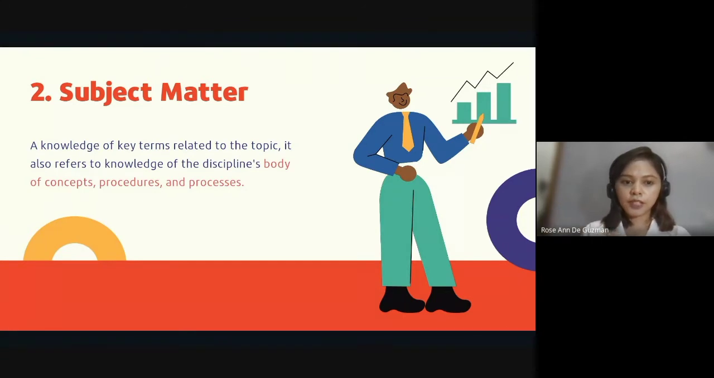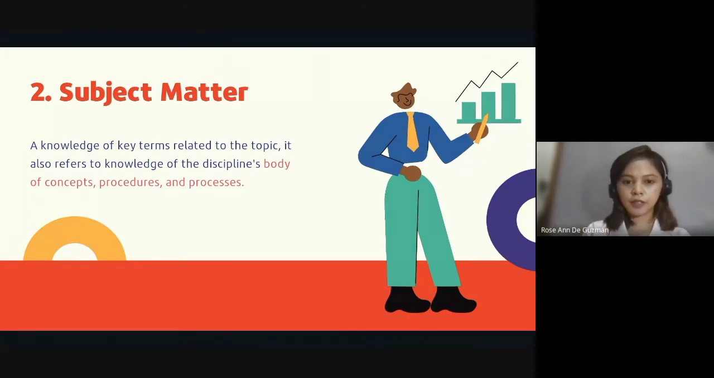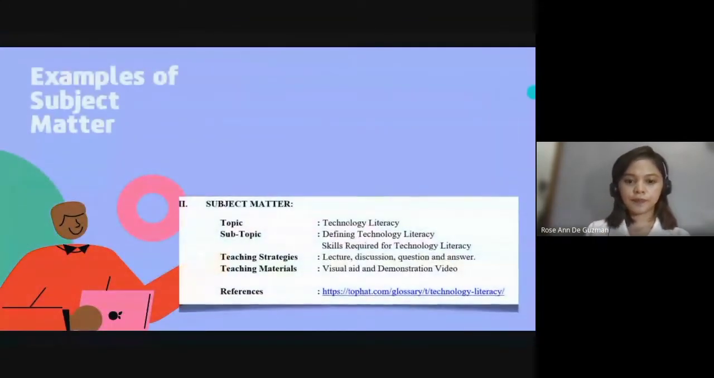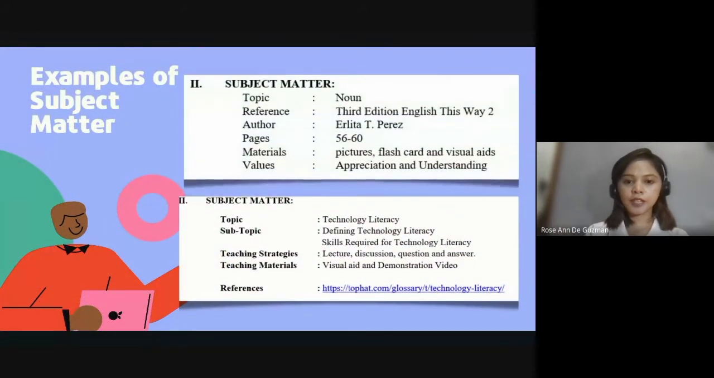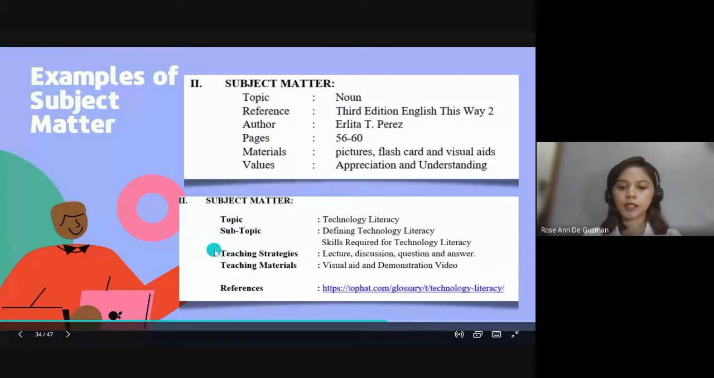So to better know and understand what subject matter is, ito yung example niya. So I have here two examples of the subject matter. So ganito yung format ng subject matter. So kung kanina Roman numeral number 1, so now Roman numeral number 2. And then after that is the subject matter, colon, and under that are the topic, reference, author, pages, materials, values. Kung mapapansin nyo, magkaiba yung mga nilalaman nitong first example dito sa second example.